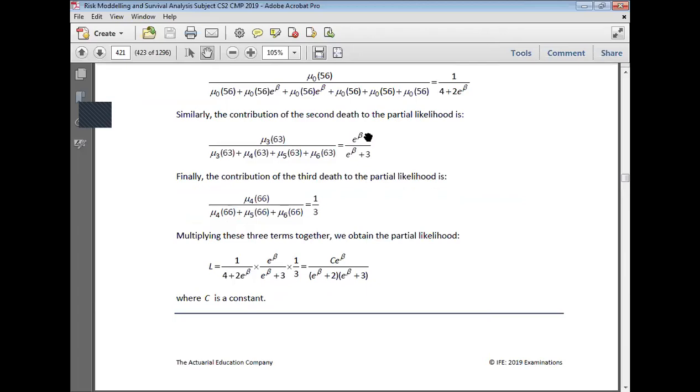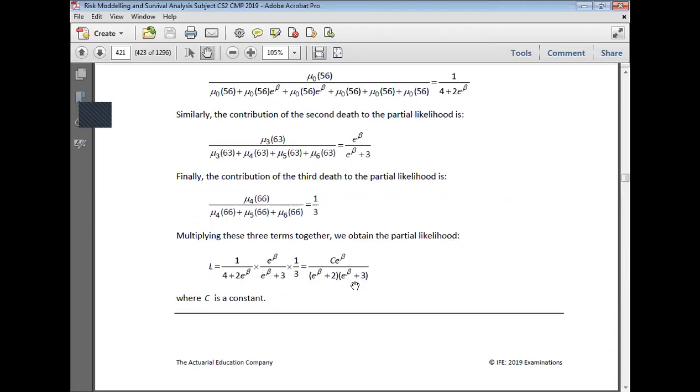And similarly, you will figure out the contribution for the third death. And as we know, to figure out the whole likelihood, we just assume that these deaths happen independently of each other. And that is why you can just multiply them together. And this is what you will get for your partial likelihood function. So does this make sense?